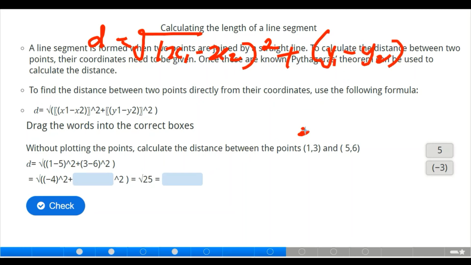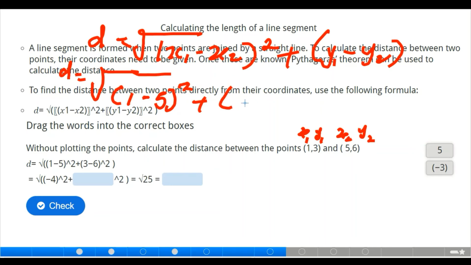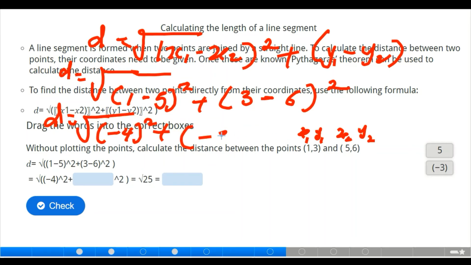Based on the formula for distance, this is going to be x1, this is going to be y1, x2 is 5, y2 is going to be 6. So we are going to put the values inside the formula and solve. x1 is 1 and x2 is 5, so 1 minus 5, all squared. Now plus, y1 is 3, minus y2, which is 6, remember we are squaring it all. So d equals the square root of (1 minus 5, that is minus 4) squared, plus (3 minus 6, that is minus 3) squared.